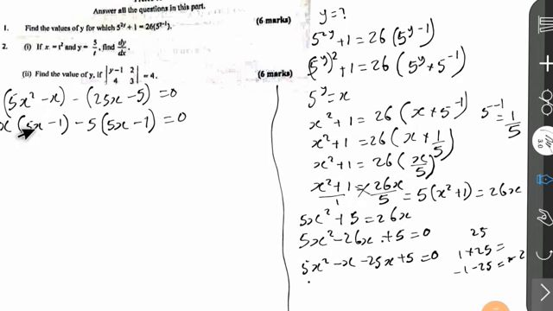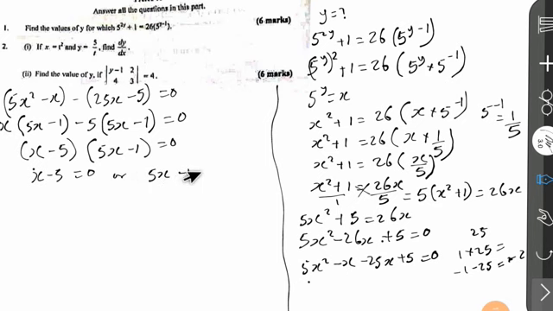If you look inside these brackets, they are common: 5s minus 1 and 5s minus 1 are the same. So you pick one out of it, and take the outer terms together. So we open the bracket: s minus 5, close bracket, as the first one, and the second one is 5s minus 1, close bracket, everything equal to 0. The next thing is to equate the first bracket to 0 and equate the second one to 0. So definitely we have s minus 5 equal to 0, or 5s minus 1 is equal to 0.